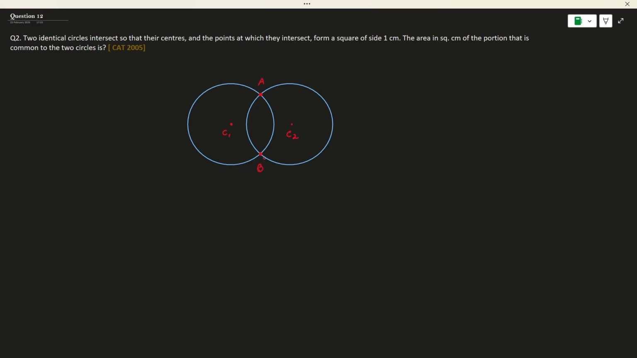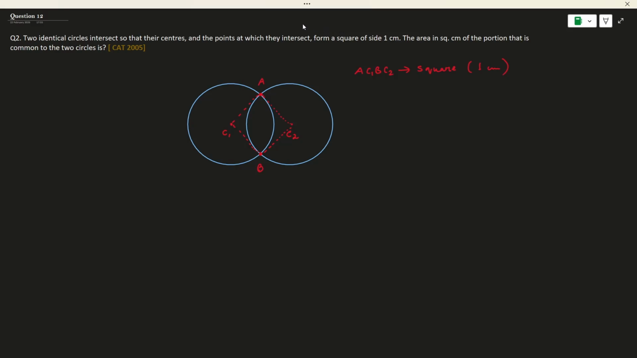All right, so you need to join the points, right? The points at which they intersect. So let me join these points. Let me join these points, guys. We are told that this is a square. A C1 B C2 is a square. It is given in the question, and the side is 1 centimeter. Okay. So I have to find the area which is common to both the circles.